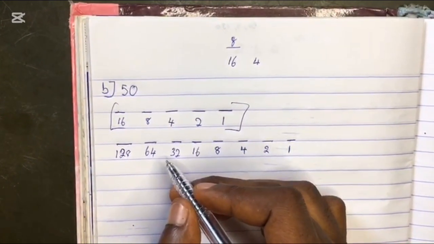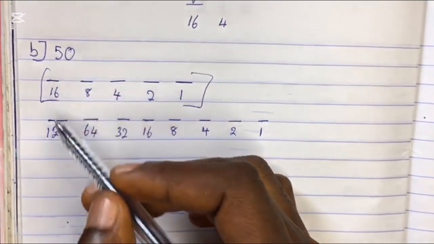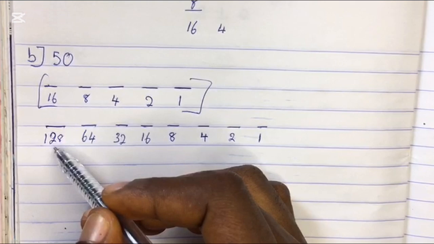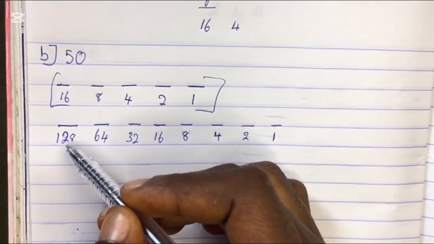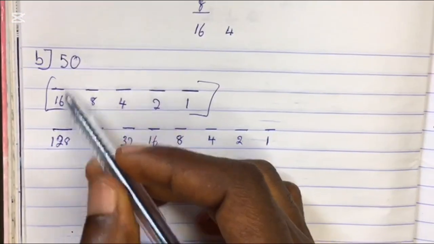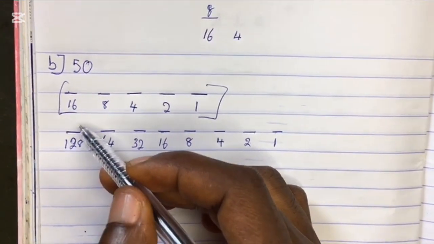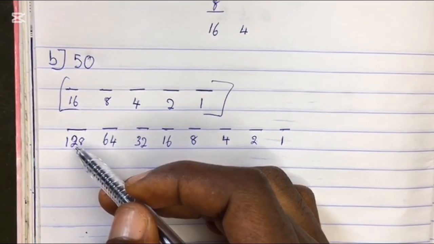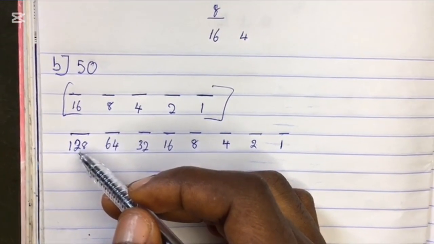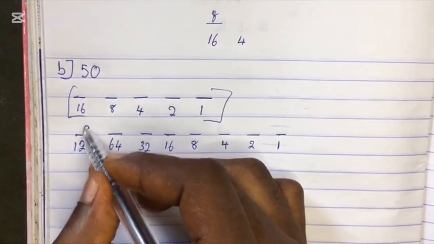The first step after doing this is that you take the title number and compare it to your decimal number here, or your binary conversion number. So we have 50. Is 50 greater than 128? If it's greater, you write 1, then you subtract. But if it's not greater, you write 0, and then you move to the next number. So 50 is not greater than 128, so write 0.